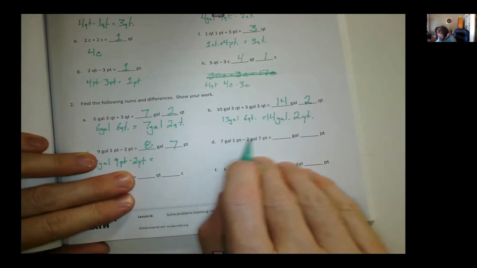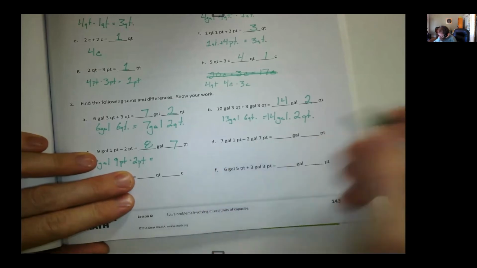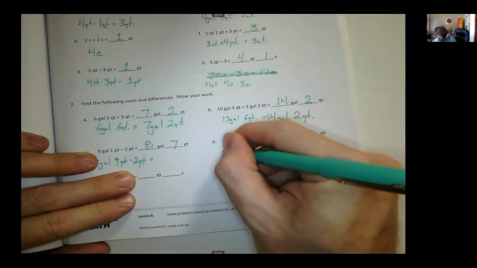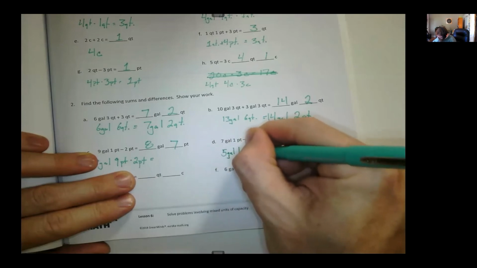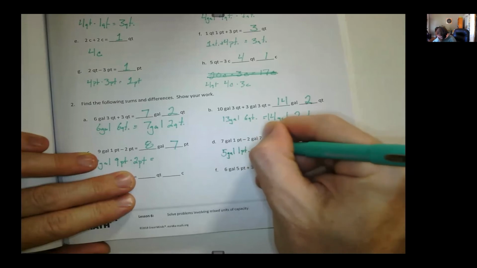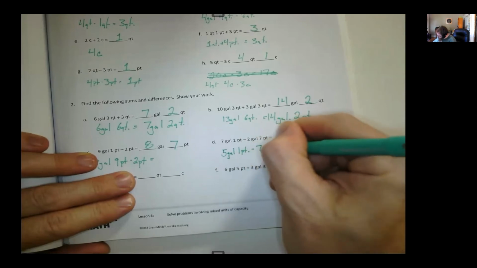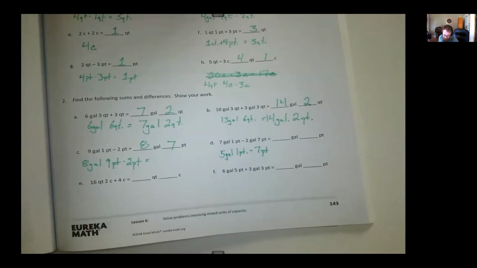Let's do our gallons first. 7 gallons, take away 2 gallons. That leaves us 5 gallons. 1 pint minus 7 pints. And again, there are 8 pints in a gallon.